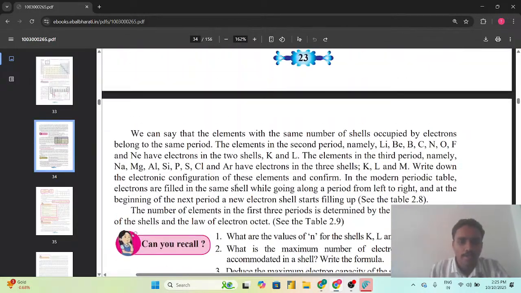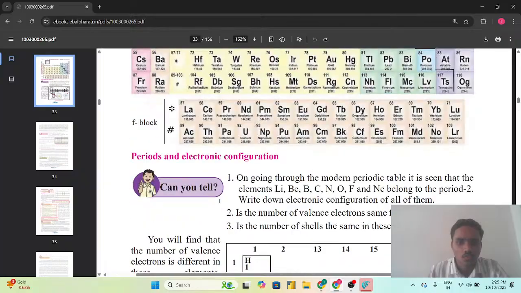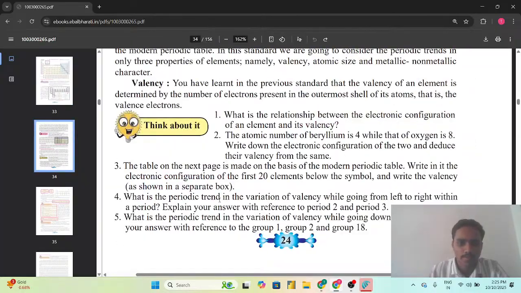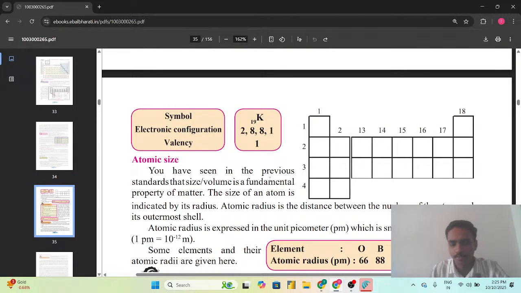Let us see what is said next. So this is all about the valence electrons and valency which we have studied. Now.